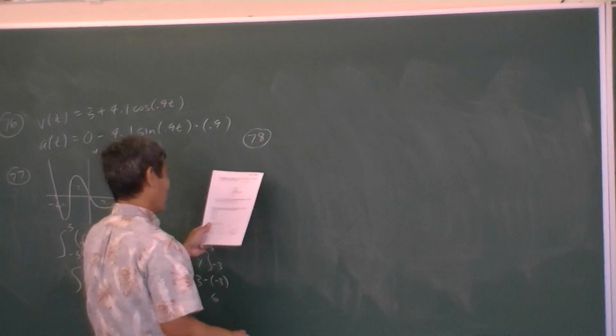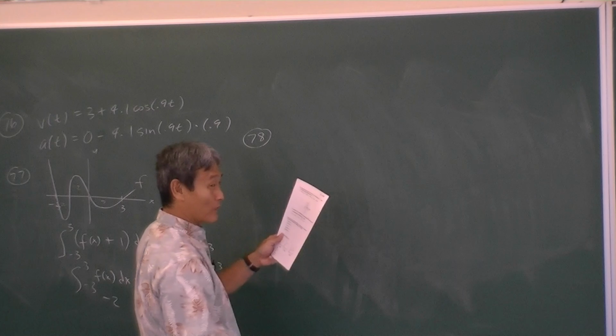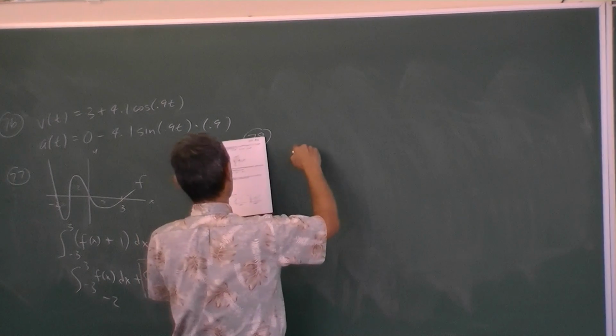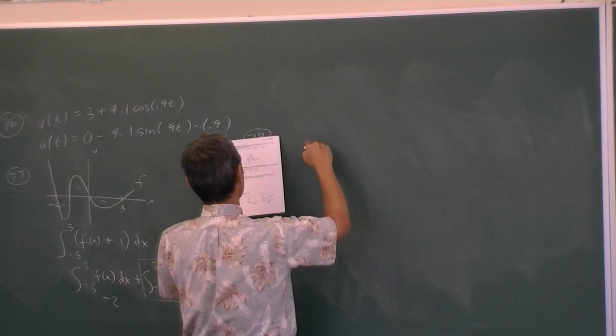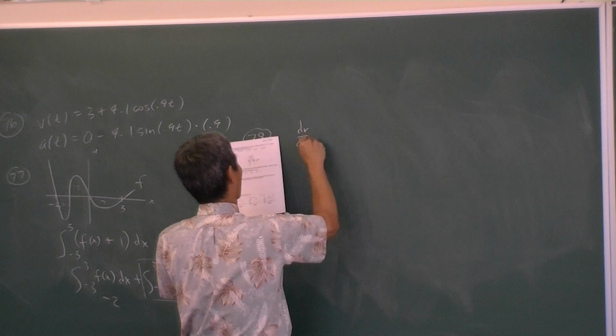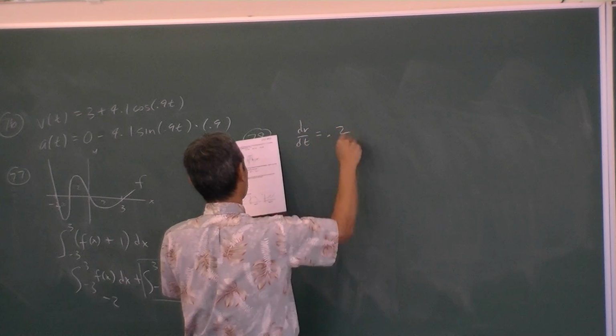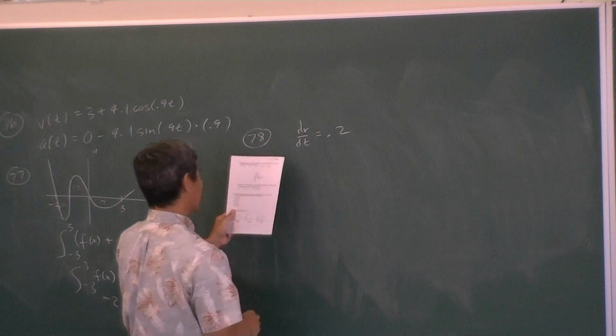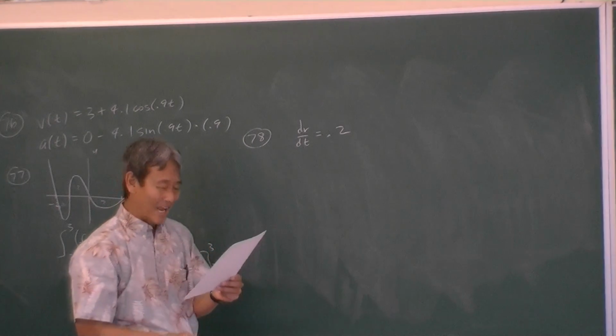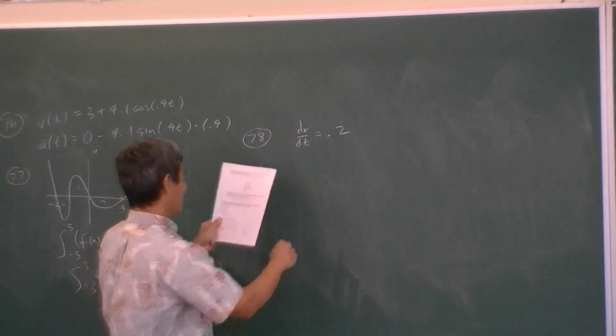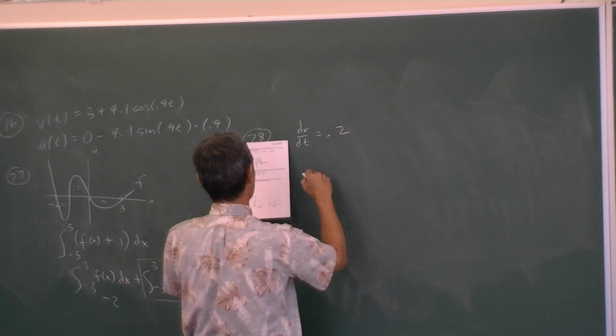Number 78. The radius of a circle, this looks like a related rates problem, is increasing at a constant rate of 0.2 meters per second. So dr dt, or r dot, is equal to 0.2. What is the rate of increase in the area of the circle? In other words, dA dt, at the instant when the circumference is equal to 20 pi.